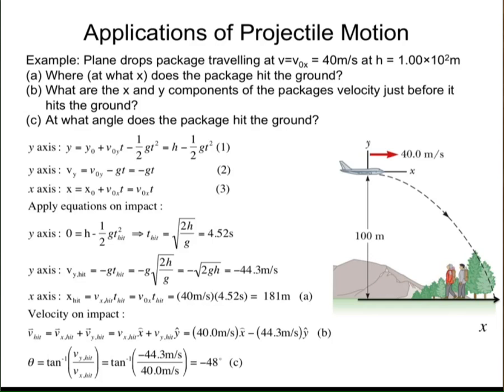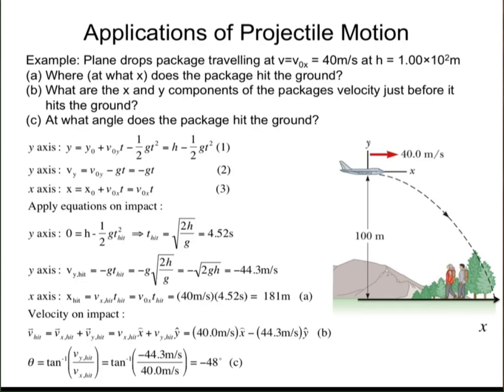Let's think about another example. It's the landing of a bomb shell or whatever it is thrown from a plane. Again, it's a horizontal motion. We have a plane that goes at a speed of 40 meters per second, and it is constant speed. While going with this speed, it drops a package, not a bomb. It's a package.